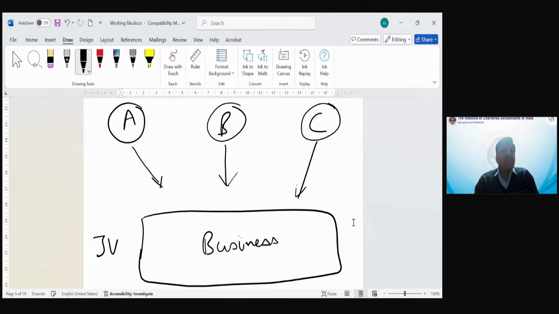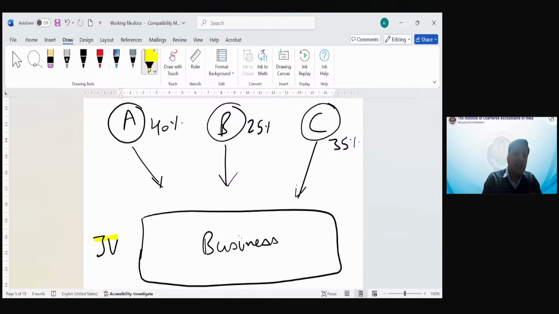And let's suppose they have agreed on their percentage sharing: A is 40%, B is 25%, and C is 35%. Now, do they have joint control? The answer is yes. Why? Because that's the given understanding. The moment you say JV, yes, it's a joint control.